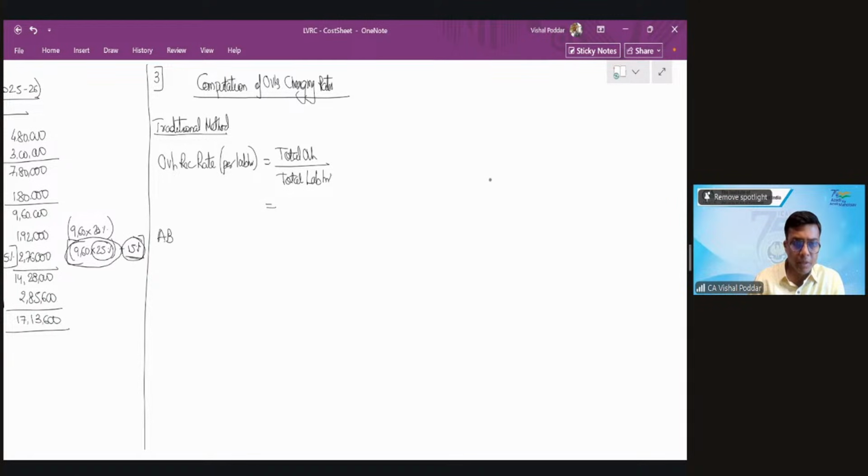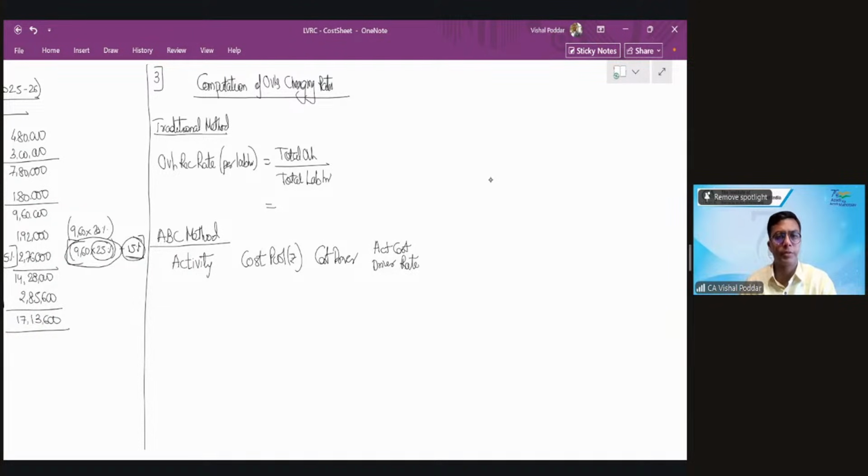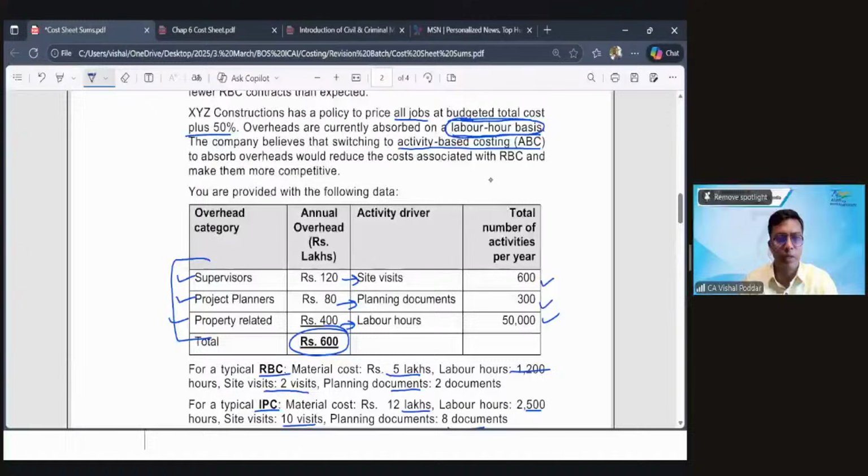Under the ABC method, we'll do it activity wise. So activity, then the cost, which is called the cost pool, then the basis, which is called the cost driver, and then the activity cost driver rate, that is the charging rate on the basis of cost driver. Correct? What are the names of the activities? Supervisor, project planner, property related.